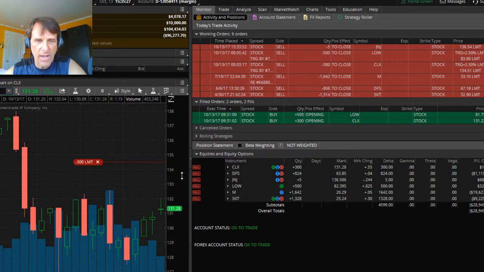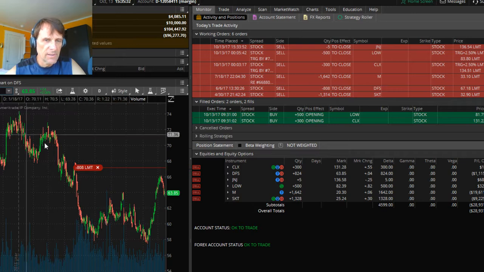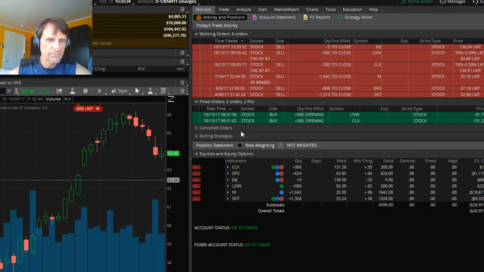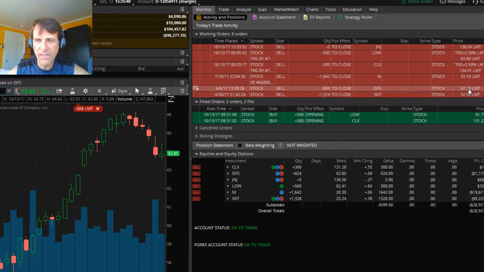These are just the positions we have. DFS is having a good day so far. It's up a little bit. And DFS, we're looking to get rid of at 67.18, and she's a little bit off. This is where it is right now, 63.85, so we're quite a bit off on that one. SKT, that's got a long way to go. Looking at 32.90, she's at 24. Yuck.